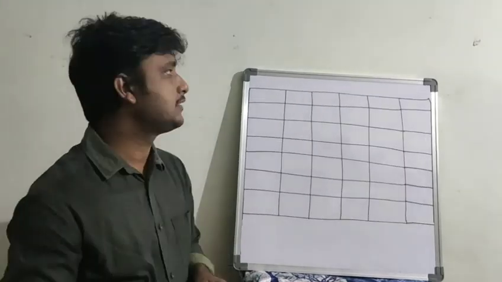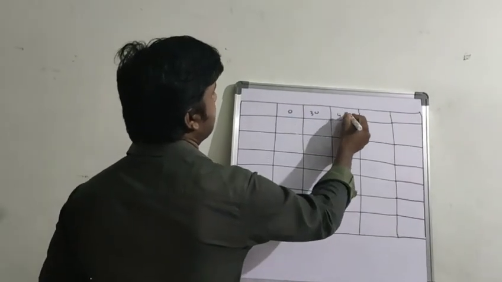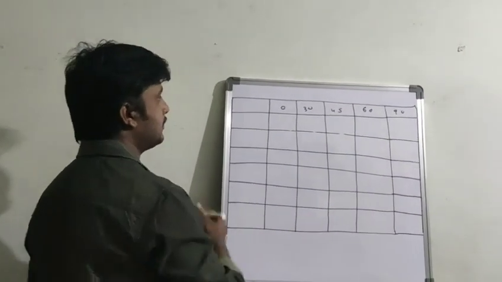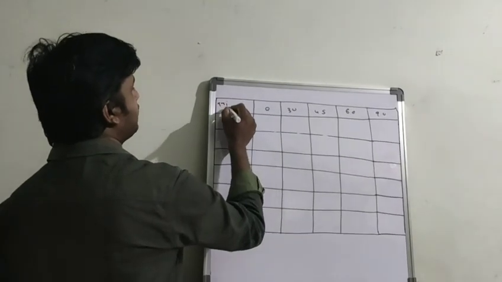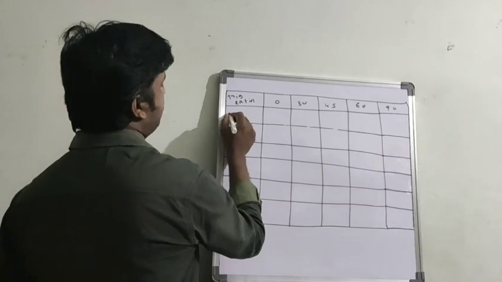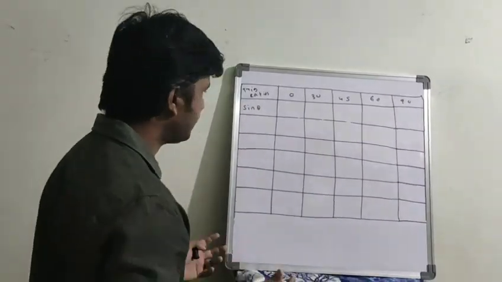What are the specific angles? 0 degrees, 30 degrees, 45 degrees, 60 degrees and 90 degrees are the specific angles of trigonometric ratios. So now, what are the values of trigonometric ratios? First, you have to remember the sin theta values. If you know the sin theta values, you will get all the remaining values.